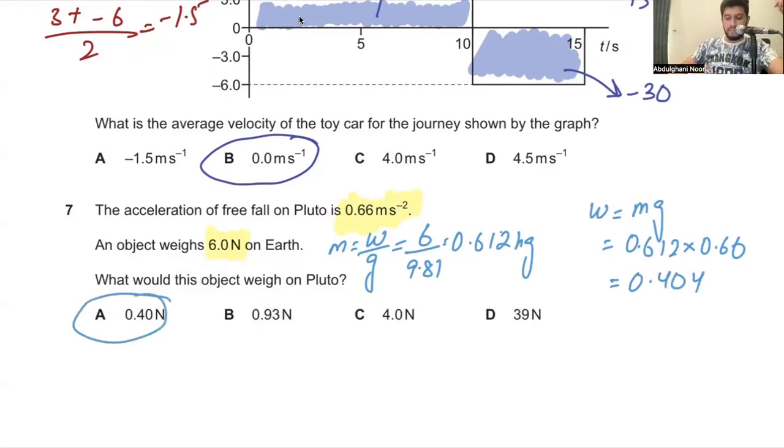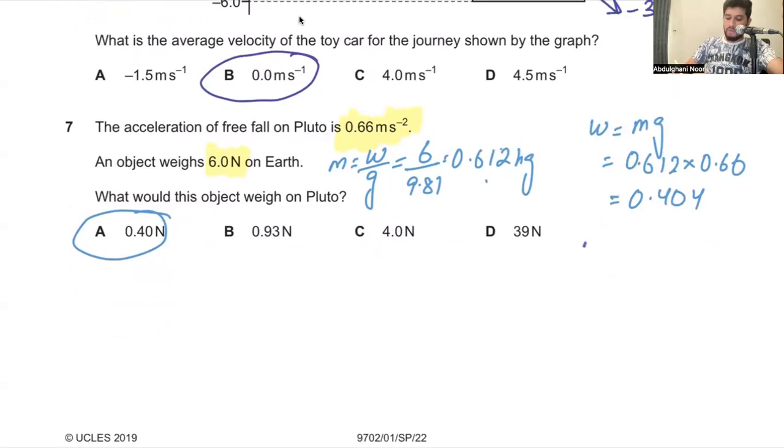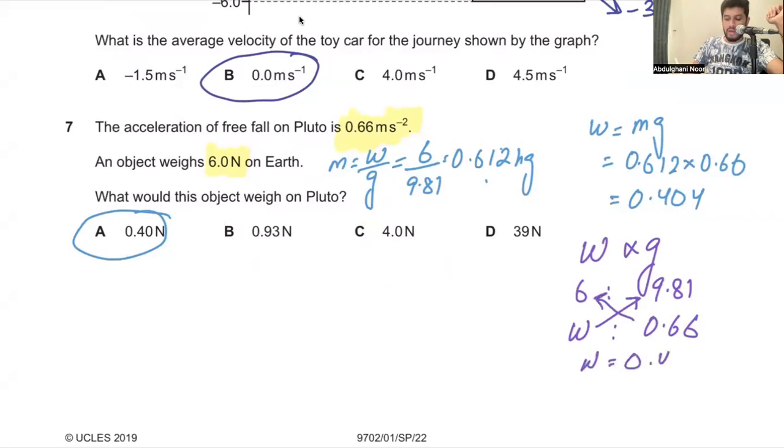और you can directly say कि जी mass तो constant है ना, क्योंकि mass constant है हम ratios से भी तो कर सकते हैं. I know W is directly proportional to G. Since W is directly proportional to G, on Earth the weight is 6 when the G value is 9.81. What will be the weight on Pluto when the value for G is 0.66? You cross multiply and you solve for W, you get the same answer as 0.40 newtons.